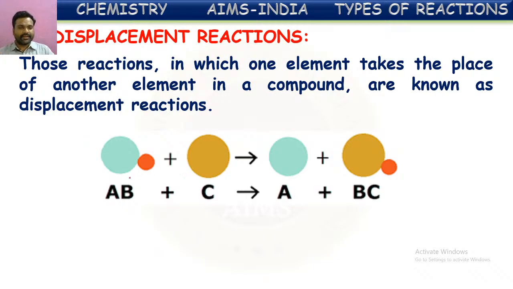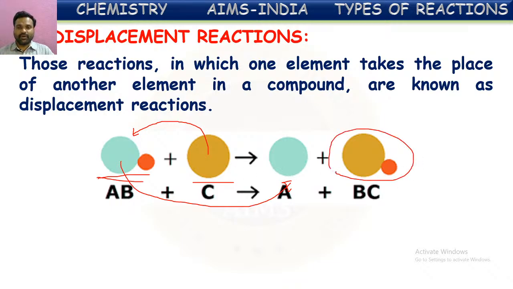You can see a diagrammatic example here. AB is a compound. When this AB is reacting with C, C is taking the place of A. So A is coming out. What is happening here? C is taking the place of A and A is coming out from the compound. A new compound BC is formed. This kind of reaction, in which one element replaces another element from a compound and a new compound is formed, is called a chemical displacement reaction or simply a simple displacement reaction.